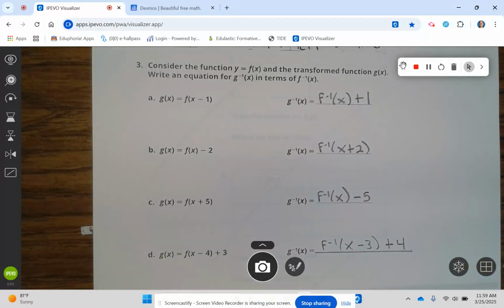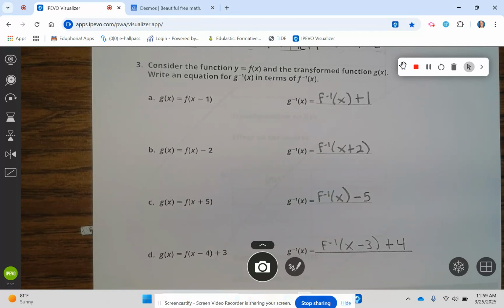3. Consider the function y equals f of x and the transformed function g of x. Write an equation for g inverse of x in terms of f inverse of x. For A, when g of x equals f parentheses x minus 1, g inverse of x equals f inverse of x plus 1. B, when g of x equals f of x minus 2, g inverse of x equals f inverse of x plus 2.